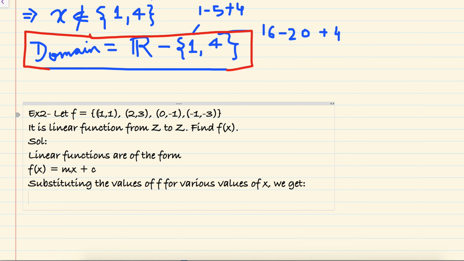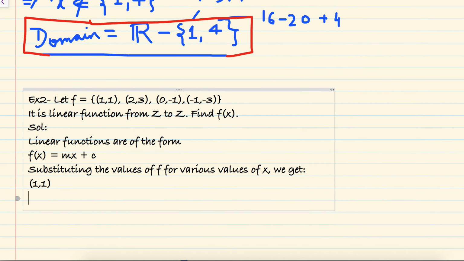We will take the first point (1, 1). So first we will substitute (1, 1). Then we will get 1 is equal to, at the place of x we will substitute this 1, and this second one is f(x). So this 1 is f(x) on the LHS, and on the RHS it will be m times 1, or simply m. So this is our one equation.